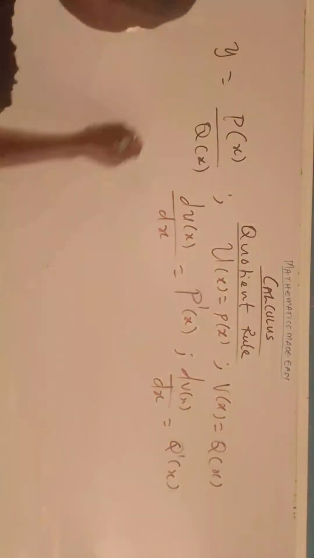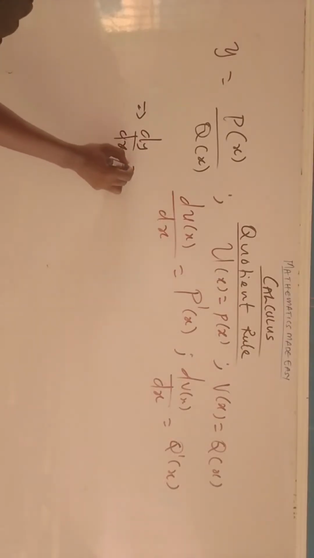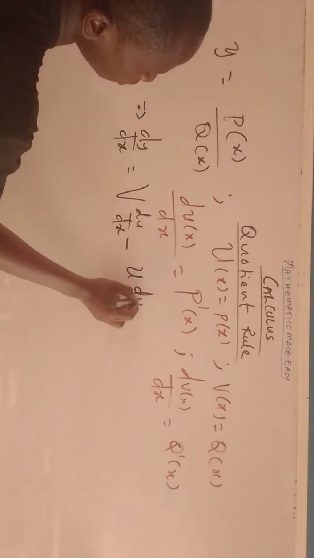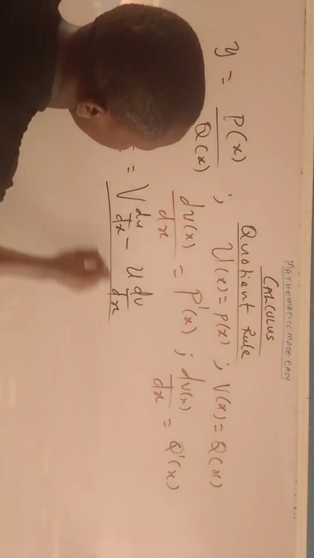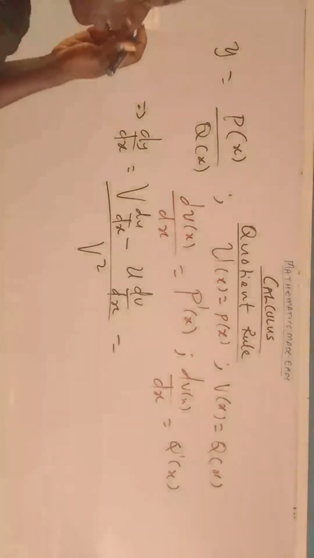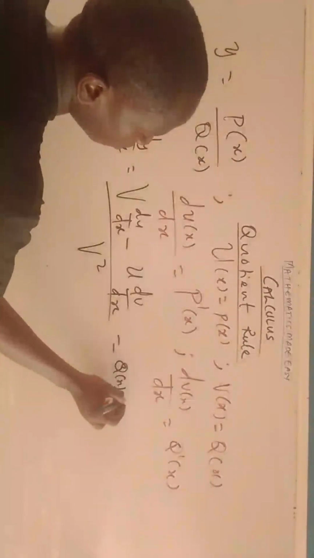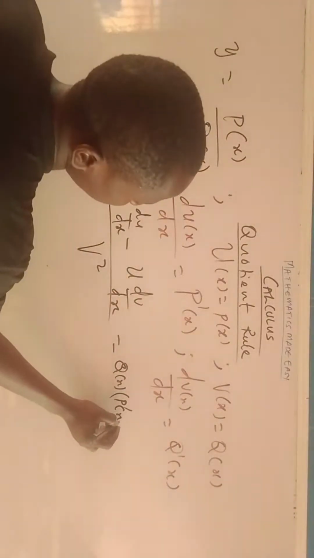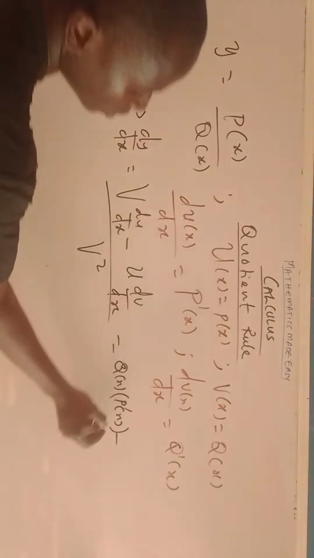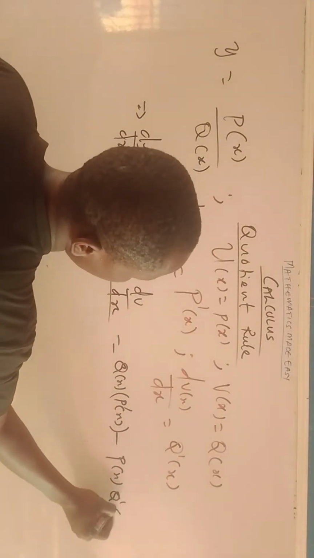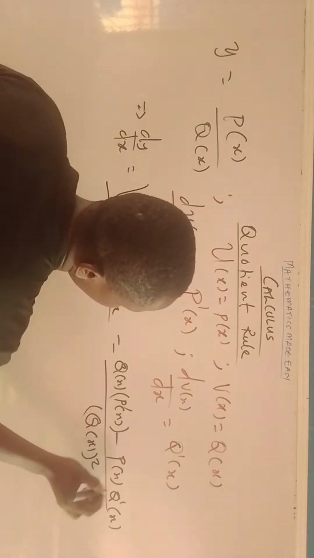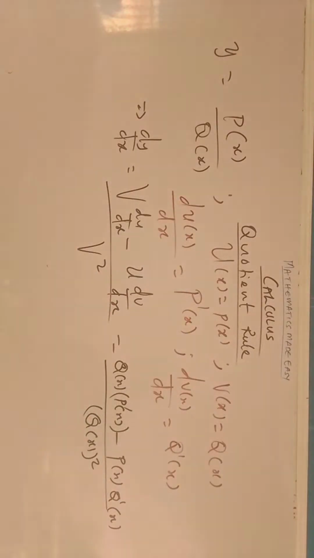The quotient rule says that dy over dx is equal to v du/dx minus u dv/dx, then everything over v raised to the power of 2. Where v is q of x, du/dx is p prime of x, then minus u, which is p of x, multiplied by dv/dx, which is q prime of x, and everything over v squared, that is q of x, then everything squared. Do you understand now? That is your quotient rule.